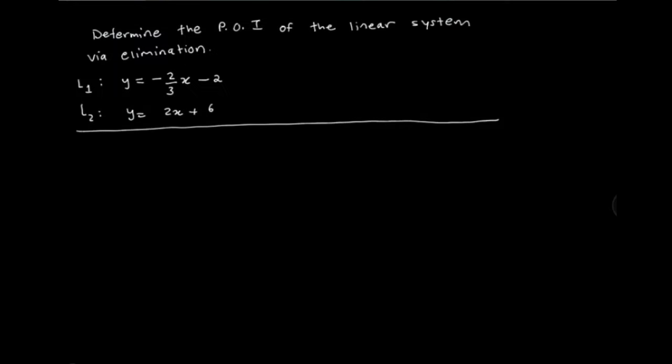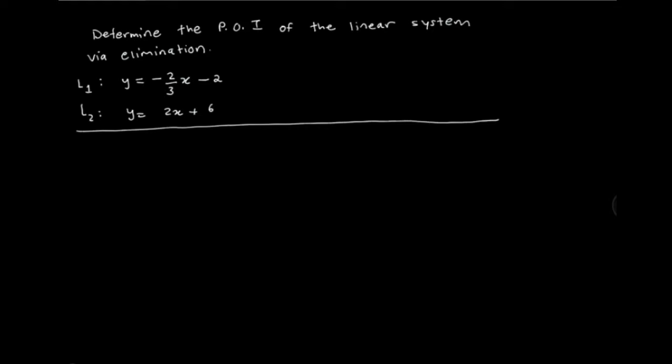Alright, let's determine the point of intersection of the following linear system using the elimination method this time. So if I'm looking at the elimination method, the whole point of the elimination method is to isolate for a variable and eliminate the other variable. And how we can do this is by performing operations to each linear equation.